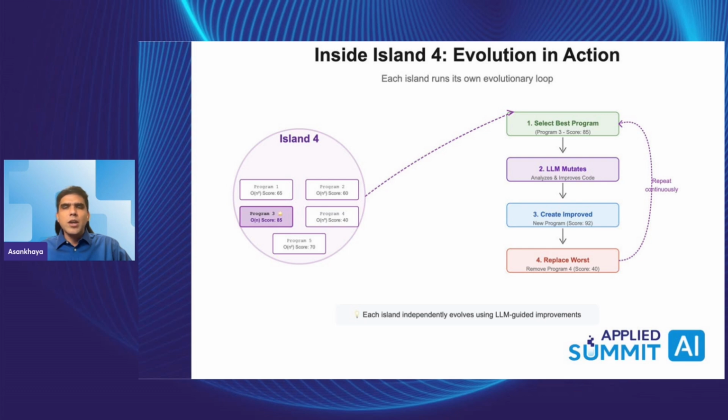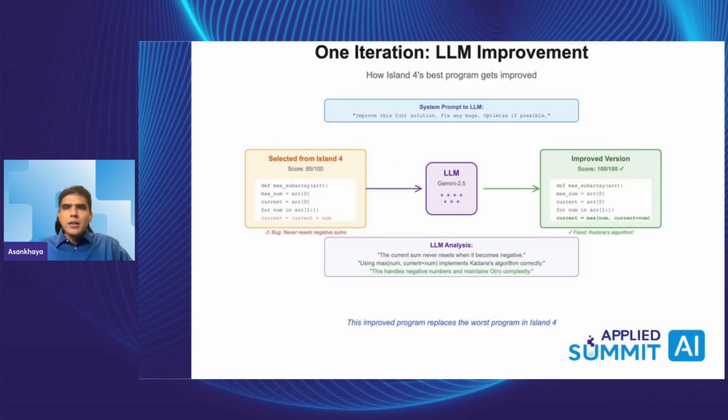You select the best program from the island. You use an LLM to do mutation, which is like a standard EA operation. And then you create a new program, which is then evaluated and then replaces the worst program. And these iterations are continuously repeated. Within the part where we use the LLM to do the improvements, we have a very simple system message or a system prompt. So it's the same prompt that is sent to all the evolutionary loops. So it's not different. There's a single prompt that you put in the config, and then that guides all of the programs throughout the process.